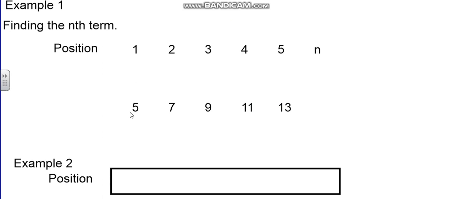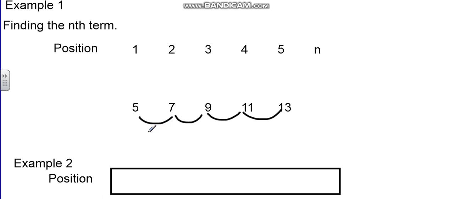So this is the first term, the second term, the third term, fourth term, fifth term. We're looking for the nth term, so the answer will come out here. So with any of these questions, the first thing we always do is we look for the common difference. Okay, these are all arithmetic sequences.